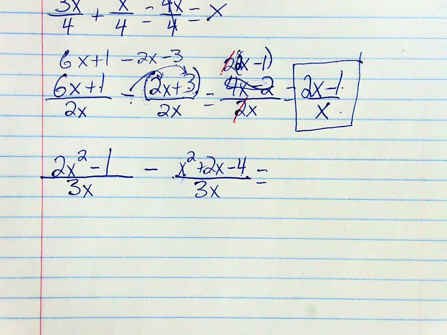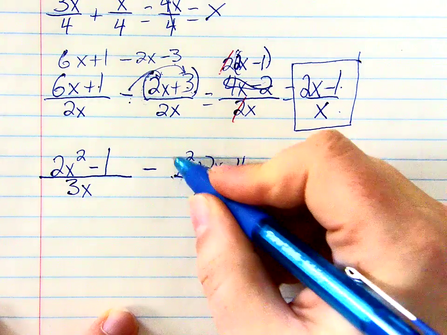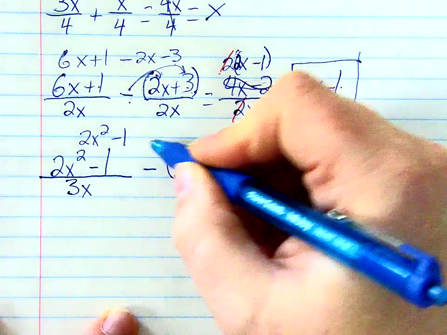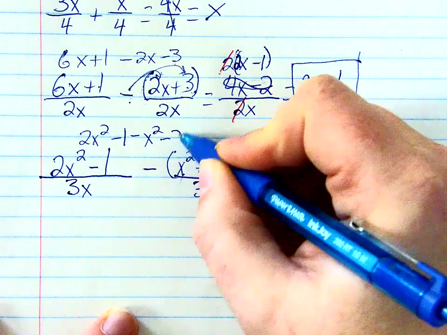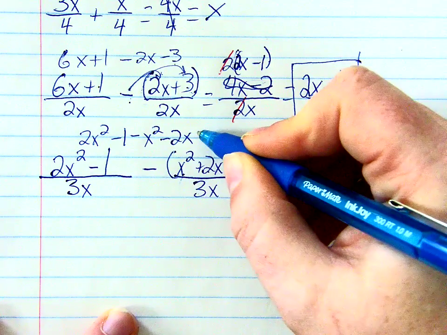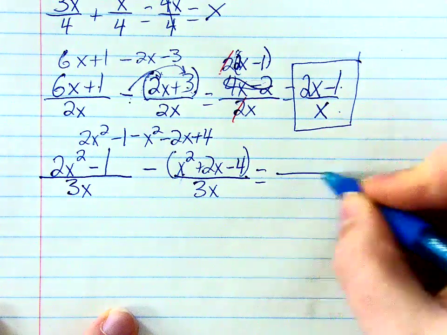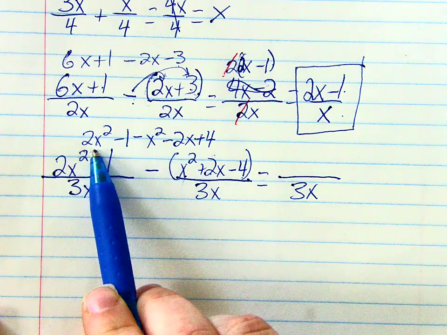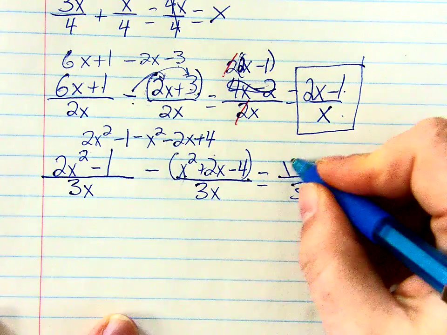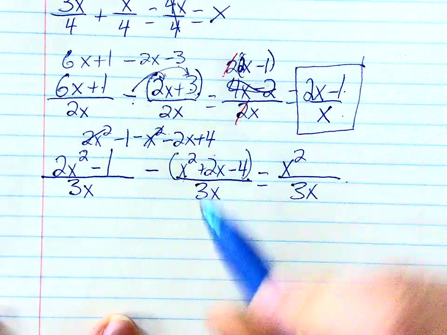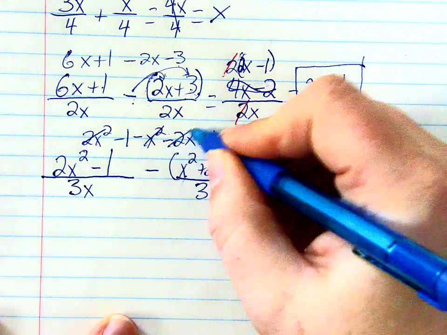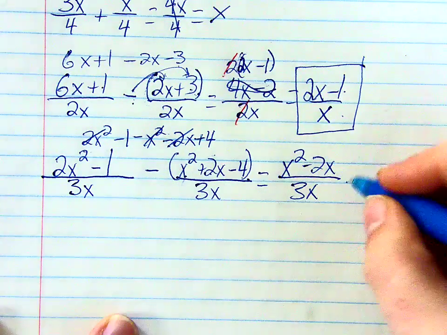Okay, does everybody have the next step done? So here's what you're really doing. If I have to subtract all of this, I'm really going to do 2x squared minus 1 minus x squared minus 2x, and then plus 4, because it's already a negative. So I'm still going to have 3x as my denominator, but now I just combine like terms. What's 2x squared minus x squared? X squared, right? So those are done. Now, negative 2x, there's no other x term, so I do minus 2x next. And then what is negative 1 plus 4?